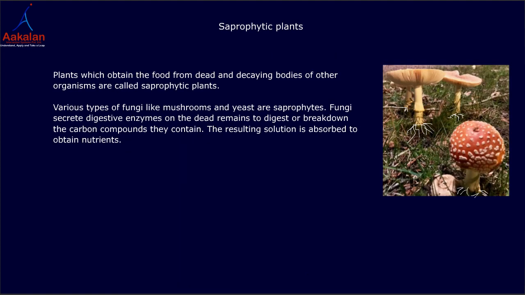Saprophytic plants. Plants which obtain food from dead and decaying bodies of other organisms are called saprophytic plants. Various types of fungi like mushrooms and yeasts are saprophytes. Fungi secrete digestive enzymes on the dead remains to digest or break down the carbon compounds they contain. The resulting solution is absorbed to obtain nutrients.